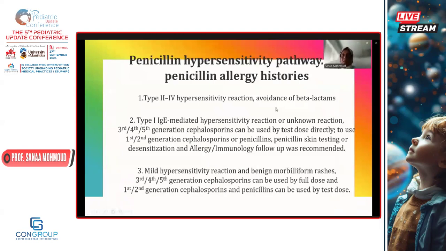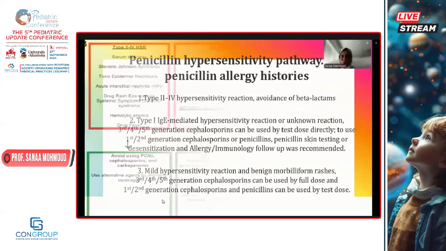To summarize, penicillin hypersensitivity pathway, type 2 and 3 reactions, and 4 hypersensitivity, avoid. Type 1 reaction, IgE mediated, you can use third, fourth, and fifth generation, can be used by the test dose directly, or use the first and second generation cephalosporin after you do the skin test or desensitization, because this is anaphylaxis. Mild hypersensitivity, morbilliform rash, third or fourth or fifth generation can be used at the full dose. The first and second generation can be used by test dose.